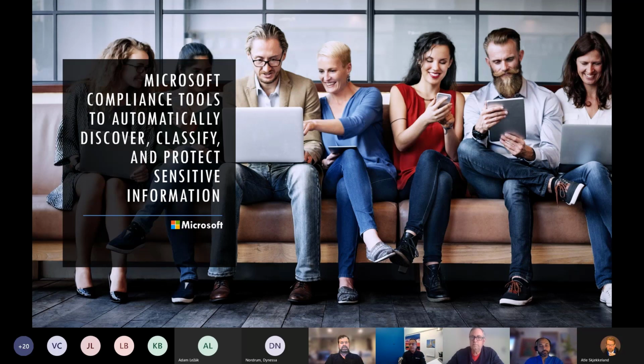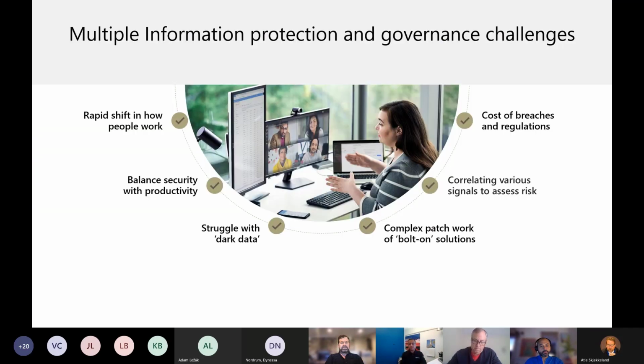And today I'm going to spend a little bit of time on three separate categories. One is around information protection. And then I'll talk a little bit about our new solution that we just GA'd about a couple of weeks ago called Priva. That's our privacy solutions. And then I'll talk a little bit about my favorite topic, which some of you know is information governance and records management, some of the investments we're making there.